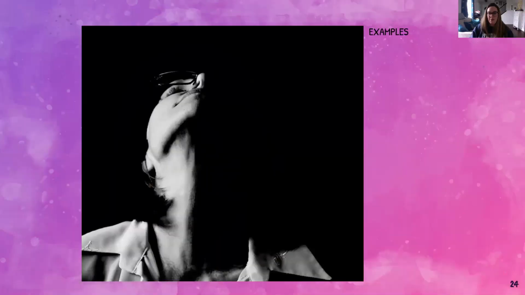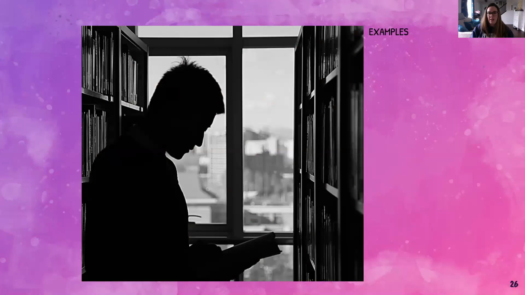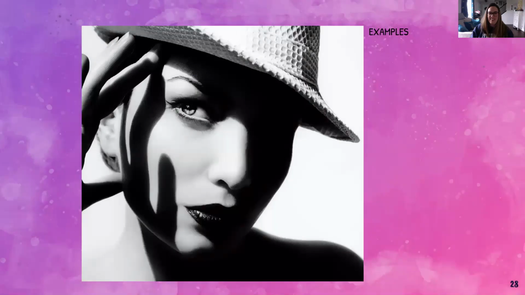So we talked about different positions your subject could be in: backlighting, more backlighting, split. Okay, so those are my examples for you.